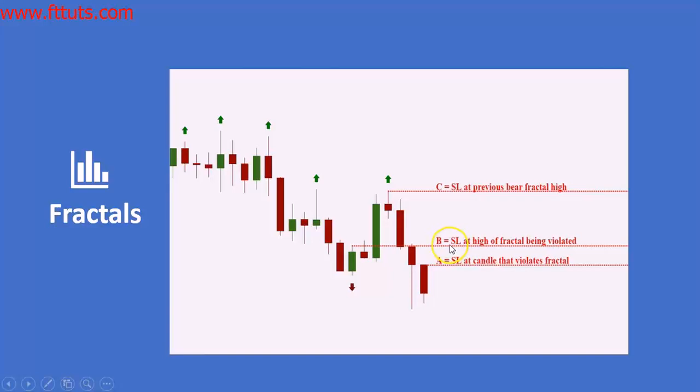And then your next stop loss level is at the high of the fractal being violated. This is the high fractal. You want to go at the high point where it's being violated. And then finally, your previous bear fractal high right there. That's the safest place, but the biggest risk, the most loss.